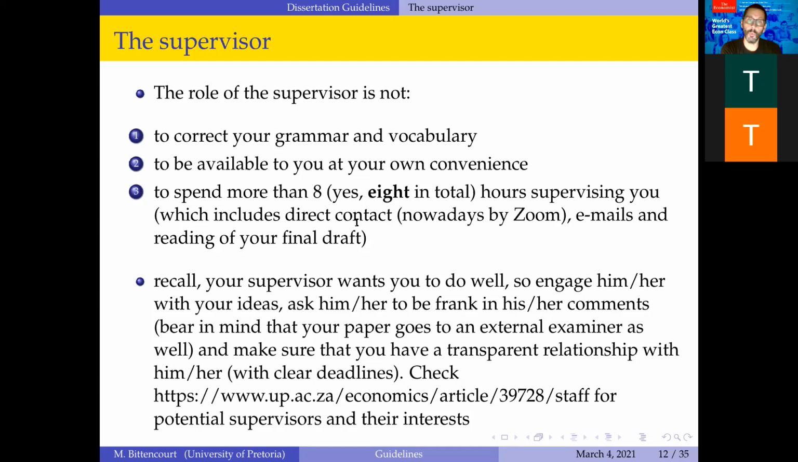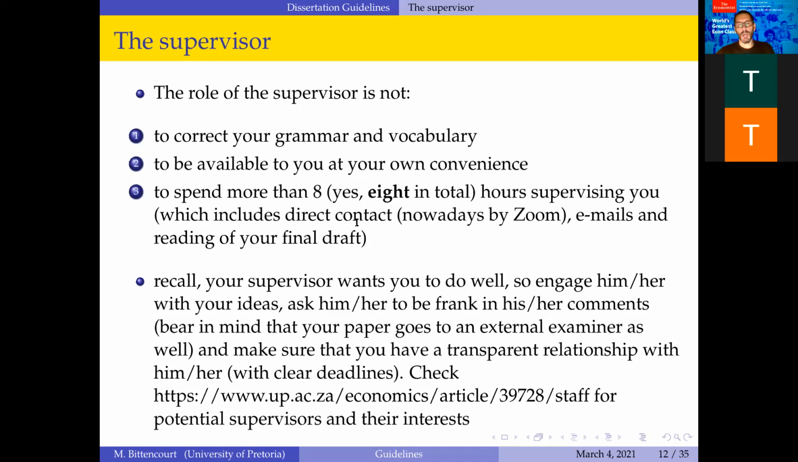Recall your supervisor wants you to do well. So engage him, her with your ideas. As I said, make sure that you do not disappear. Ask him, her to be honest in his, her comments. Bear in mind that your paper goes to an external examiner as well. And make sure that you have a transparent relationship with your supervisor with clear deadlines.